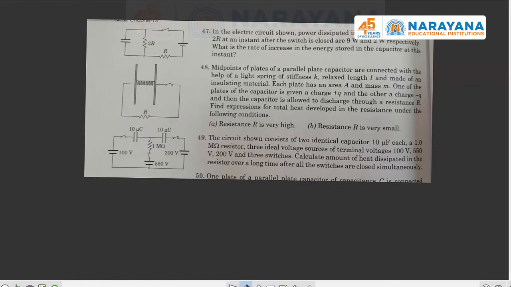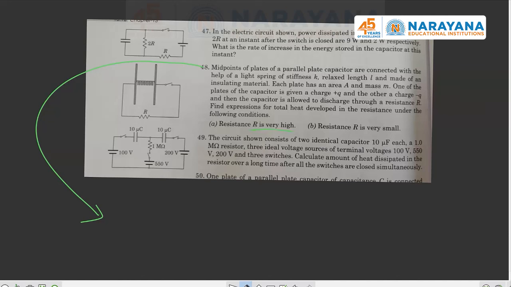Just try to get into 48. And that is why I say that the language could have been more appropriate, but the concept that he has put up is nice in 48. He says gravity is absent, treat the gravity to be absent. These are the two plates with the spring connected between them in a relaxed state. Spring constant is given, relaxed length is given, and it is made up of insulating material, each plate area, mass, everything given. Now, the same idea.